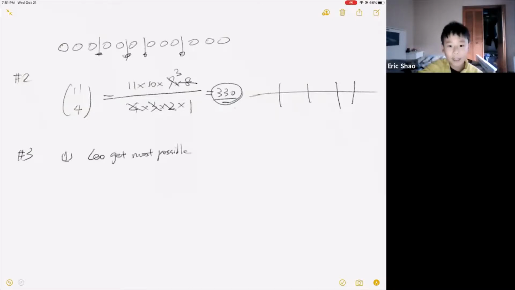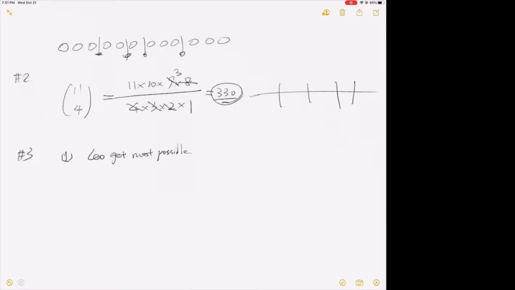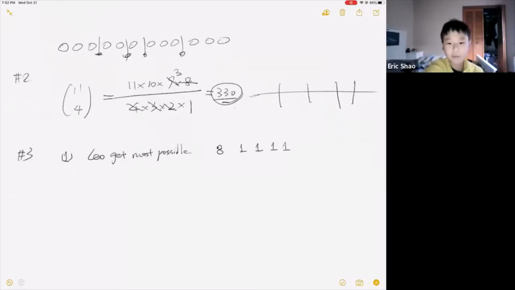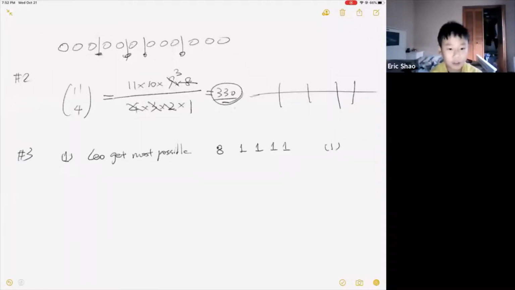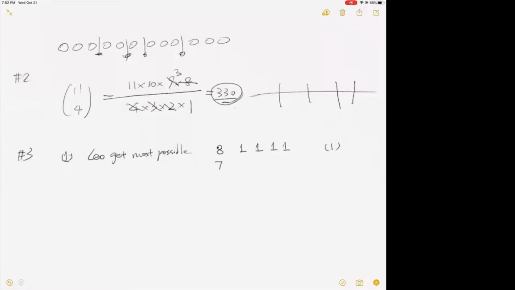He can only get nine because, I mean, no, he can only get eight because everybody else has to get at least one. Okay. So basically Leo gets eight and the other one gets one, right? Yes, and then there's only one way to do it that way. Okay, so this is one way to do it. And then for the second case, Leo gets the second most possible. He gets seven. Okay. And then now one person has to get two.